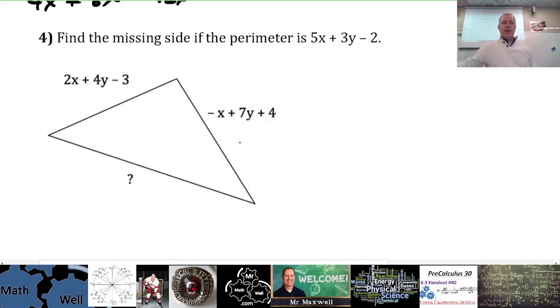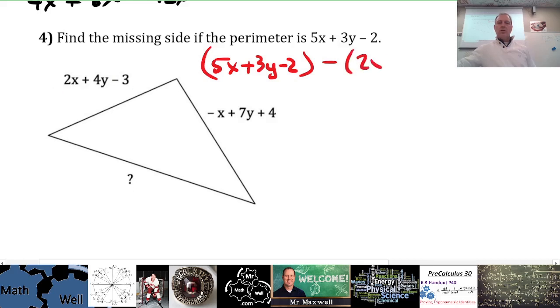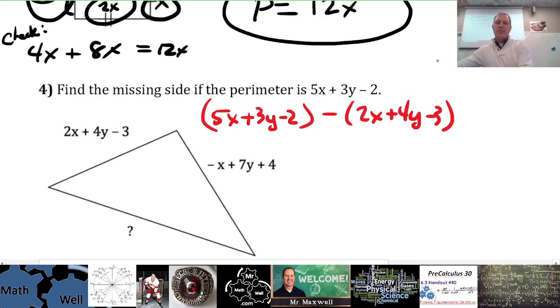So let's try that. I'm going to go 5x plus 3y minus 2. That's what I'm going to start with. That's the perimeter. I'm going to subtract from that 2x plus 4y minus 3. And I'm also going to subtract from that the other side. So you could write it like this with 2 separate subtractions.